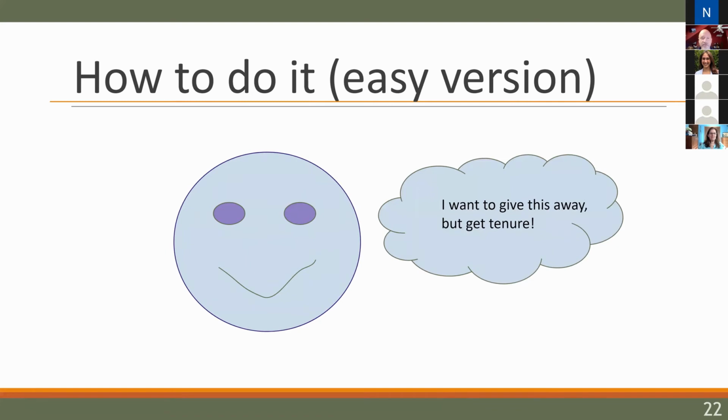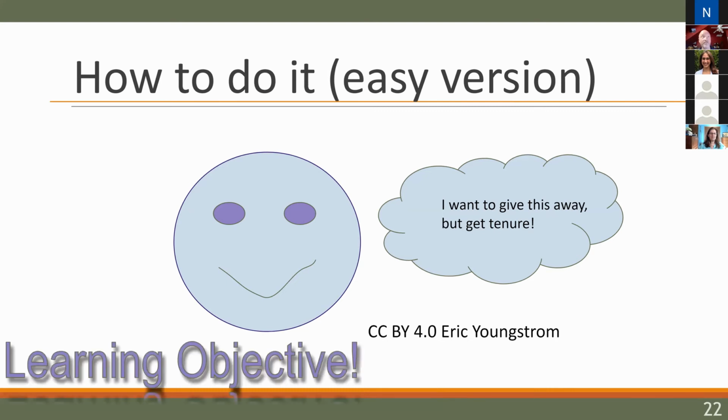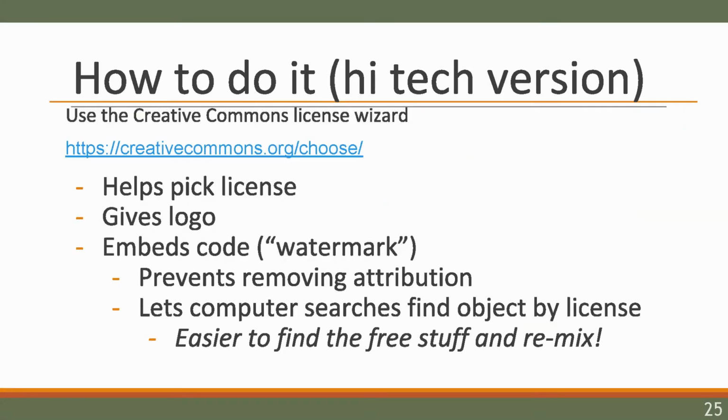And so now here's where the magic happens. Take your pencil, take your pen, and write CC BY 4.0 and your name. Whoop, there it is. You're done. You just said, I made this. All that I'm asking is that you give me credit. And you could reuse this in any other work that you want to, and other people could use it so long as they give you credit. We have accomplished our first learning objective.